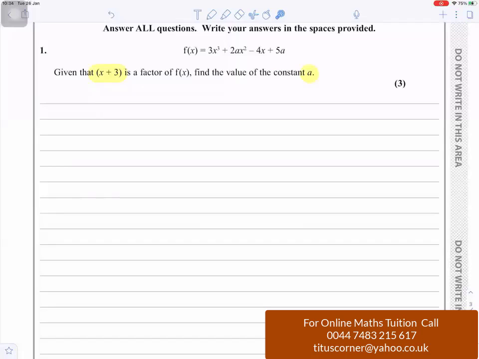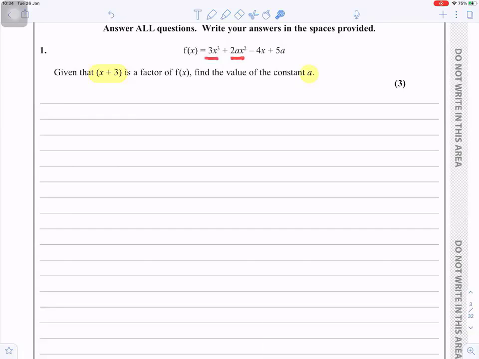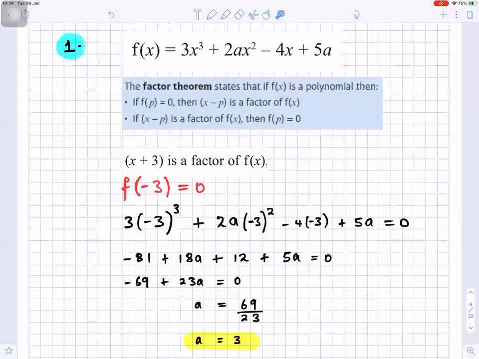Given that x plus 3 is a factor of f of x, find the value of the constant a. f of x is 3x cubed plus 2a x squared minus 4x plus 5a. To solve this question, we use the factor theorem, which states that if f of x is a polynomial, and f of p equals 0, then x minus p is a factor of f of x.